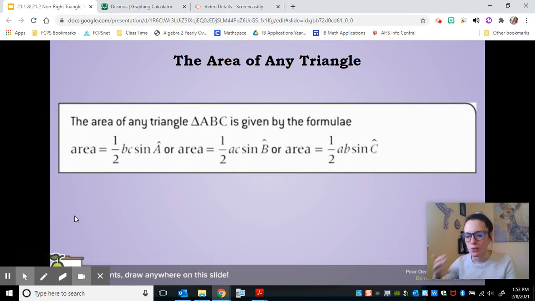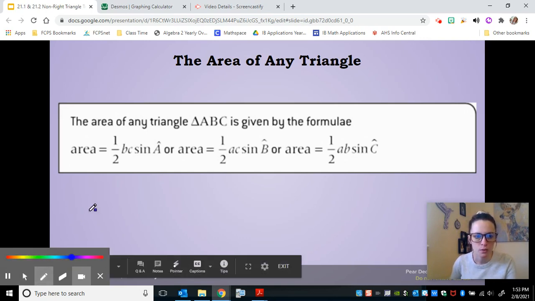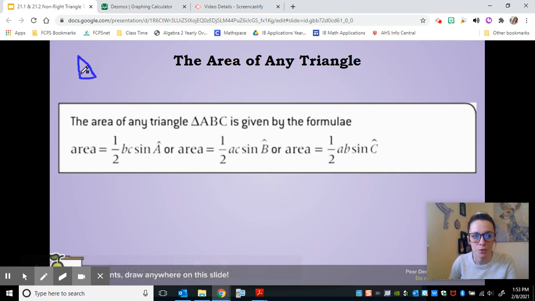So we know the formula for a generic triangle, when we're given both the base and the height, so it has to be a right angle, is 1/2 times the base times the height. And that's great when you have the height. You don't always have the height though, and that's why we're focusing on the area of any triangle.